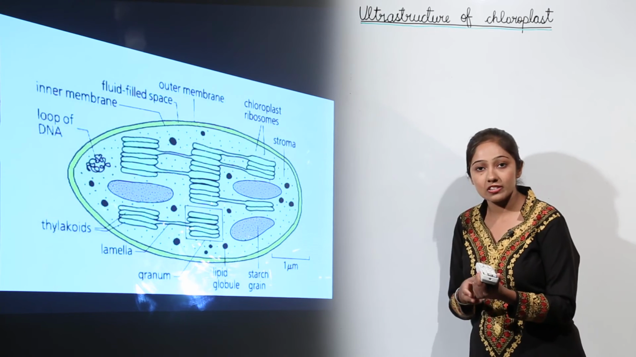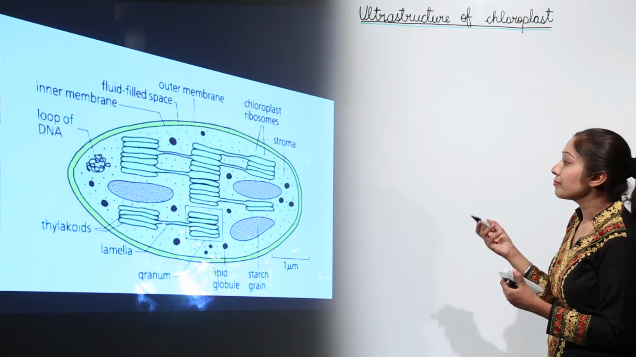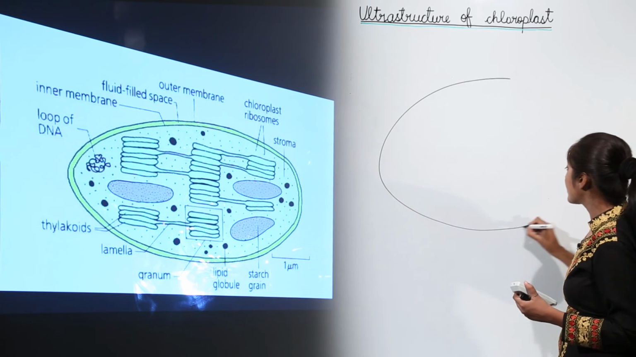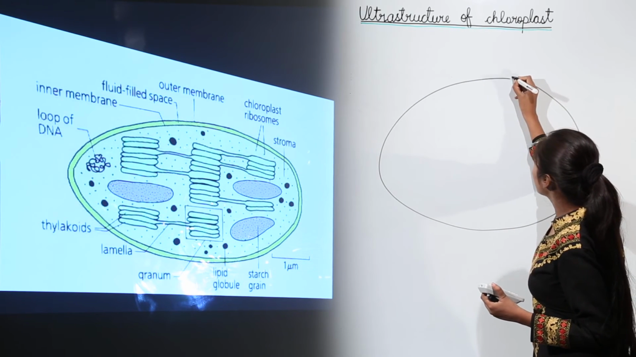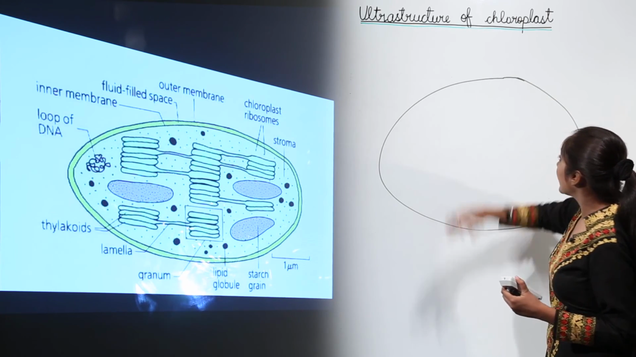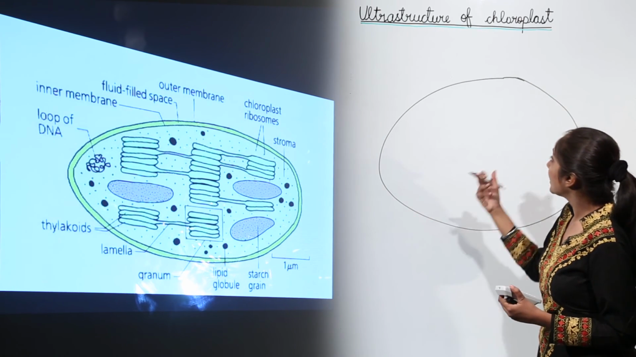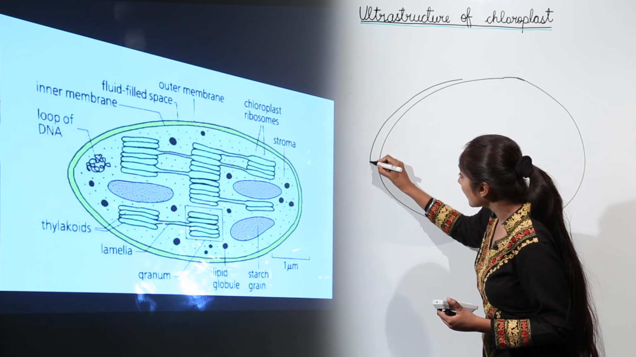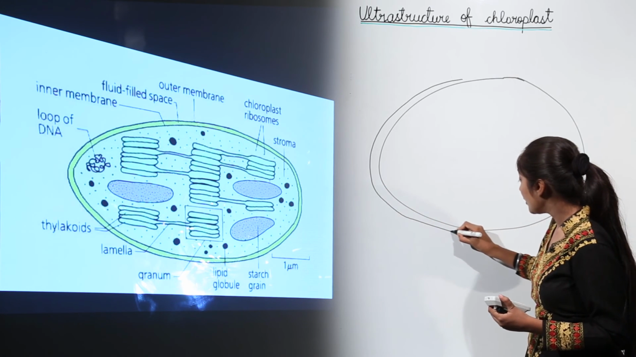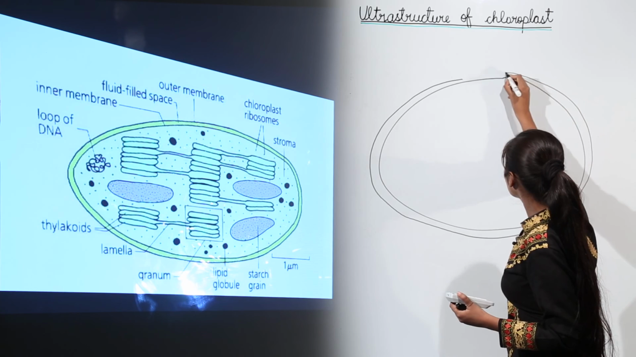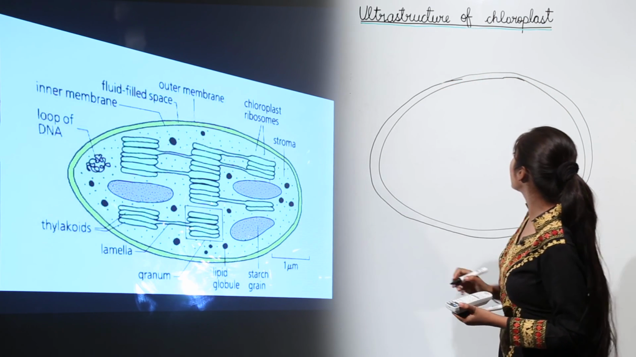How are you going to draw this diagram in your examination? Remember, just draw the two membranes, because since it is a chloroplast and a form of plastid, it is going to contain what? It is going to contain two membranes. I am just drawing this diagram to tell you how you are going to draw it in your examination.